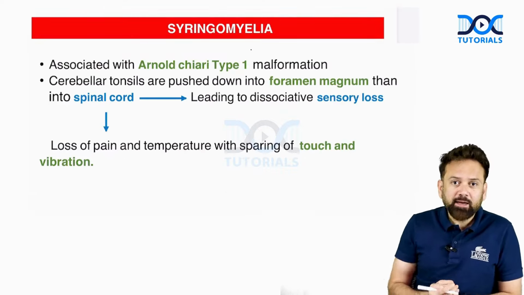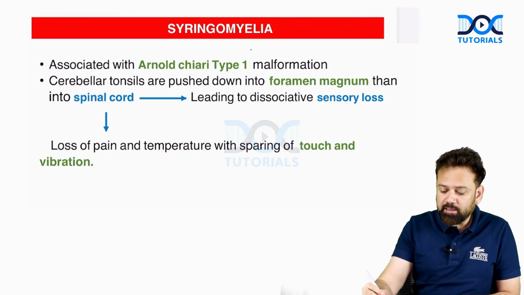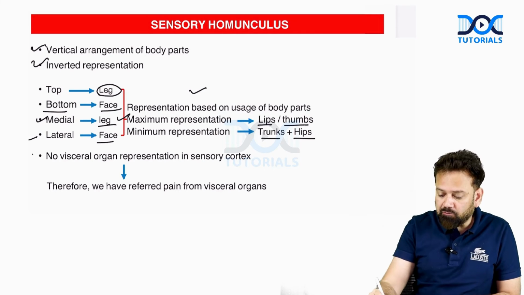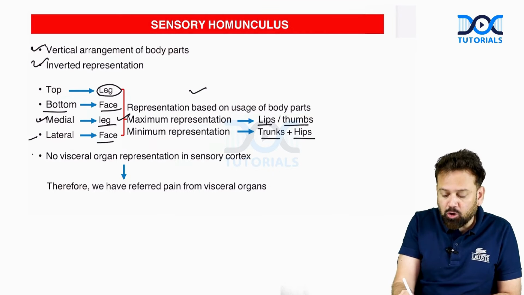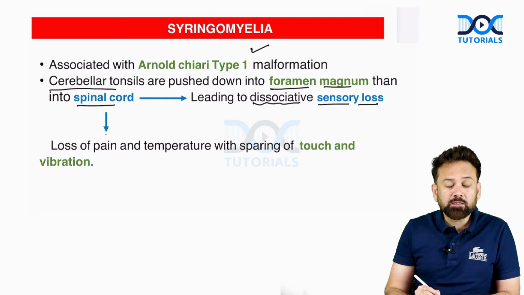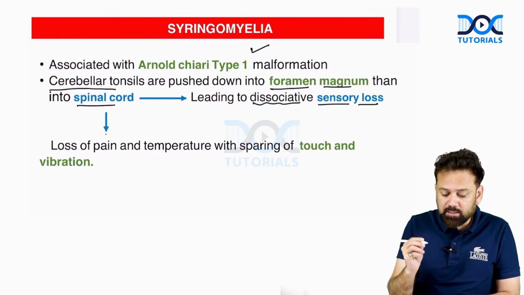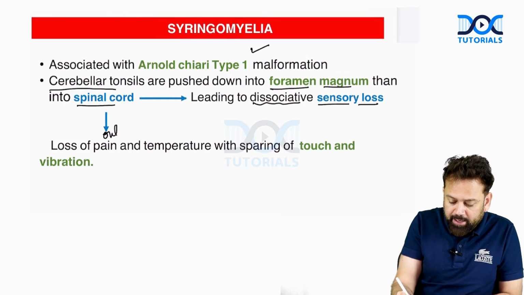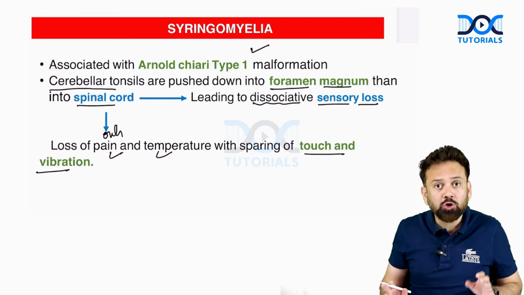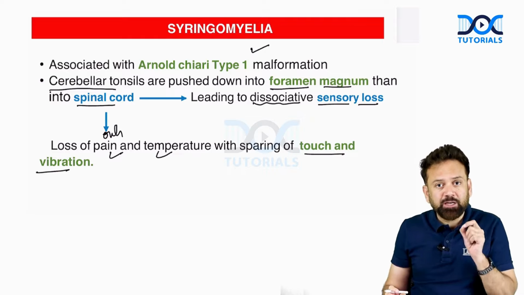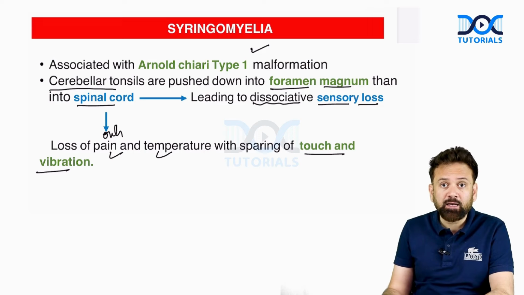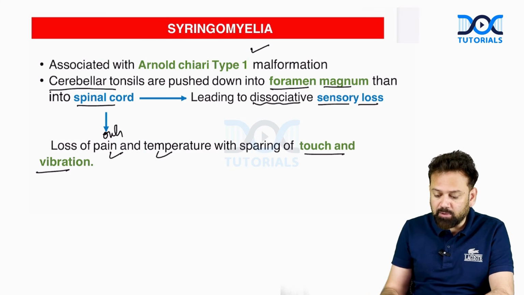Now syringomyelia. It is associated with which Arnold Chiari malformation? It is type 1 malformation. Cerebral tonsils will be pushed into the foramen magnum, then into the spinal cord, and very important, they will lead to dissociative sensory loss. Sometimes they will ask you, what is dissociative sensory loss? Answer is, when there is loss of only pain and temperature, sparing touch and vibration. So touch and vibration are not lost. Only when there is loss of pain and temperature, it is called dissociative sensory loss, as happens in syringomyelia, especially Arnold Chiari type 1 malformation.